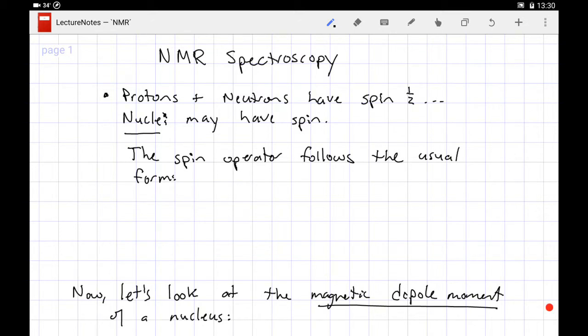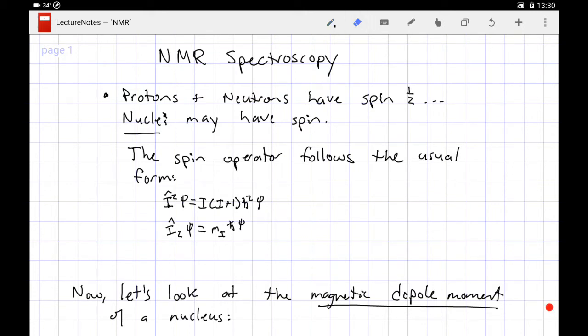Now, the spin operator for nuclei follows the general form in that I squared psi equals I(I+1) h bar squared psi. Now, one key difference between spins of electrons, which we often denote S, for nuclei we denote the spin as the letter I. Now, if we look at the projection operator on, say, the z-axis, that also follows the general form of m sub I h bar psi.